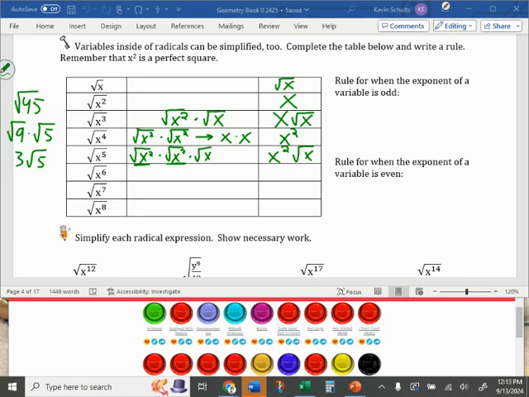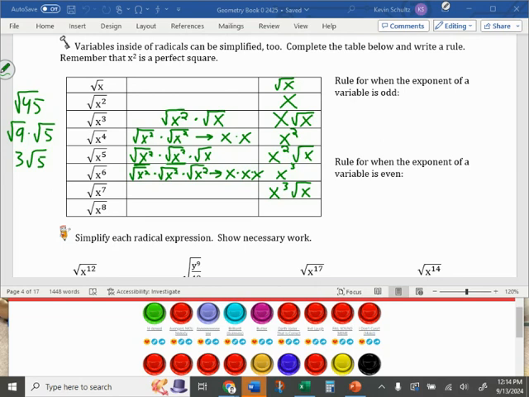What would you predict the root of x to the sixth is going to be? X cubed. Why? Because we can take out the root of x squared times the root of x squared times the root of x squared, which is three x's. What would you predict the root of x to the seventh is going to be? X cubed times the root of x.